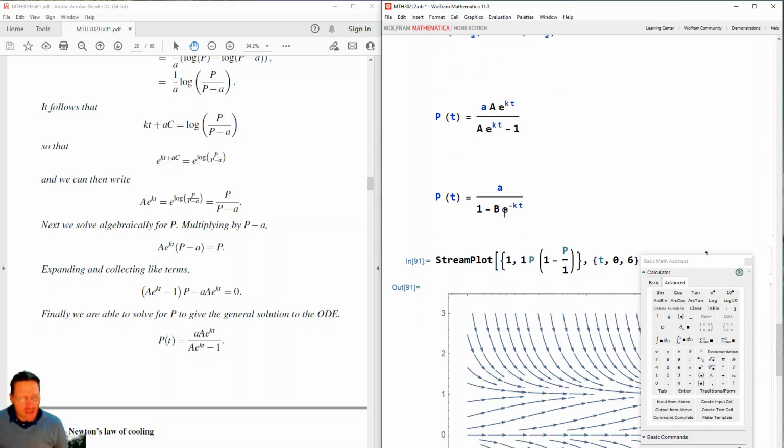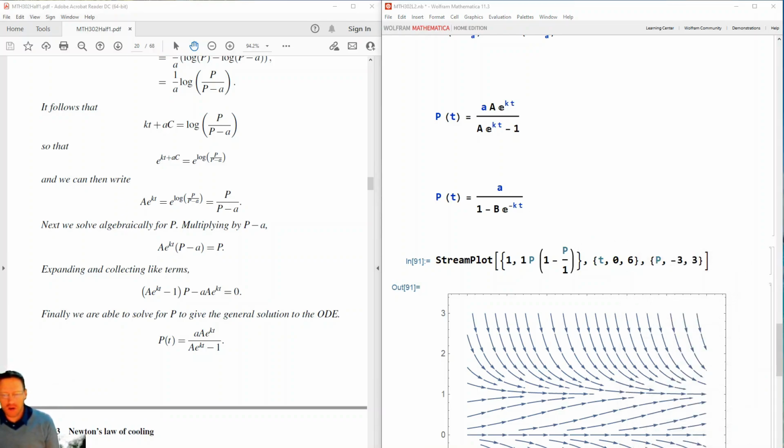So as t goes to infinity here, this part tends to 0, so you have just a constant in the denominator, so we tend to an equilibrium solution, lowercase a over 1 minus b. And so in terms of our rumor, we would end up with a particular equilibrium solution there.